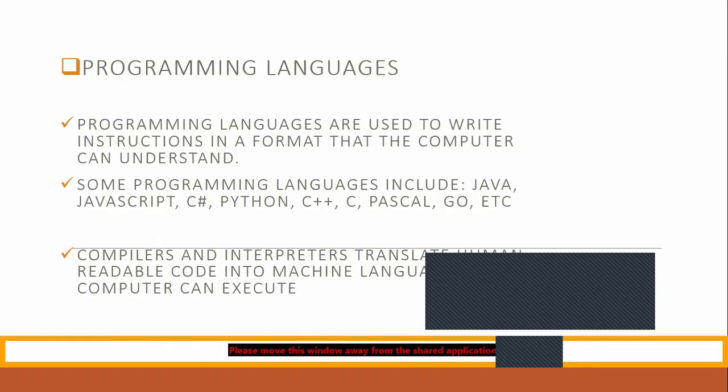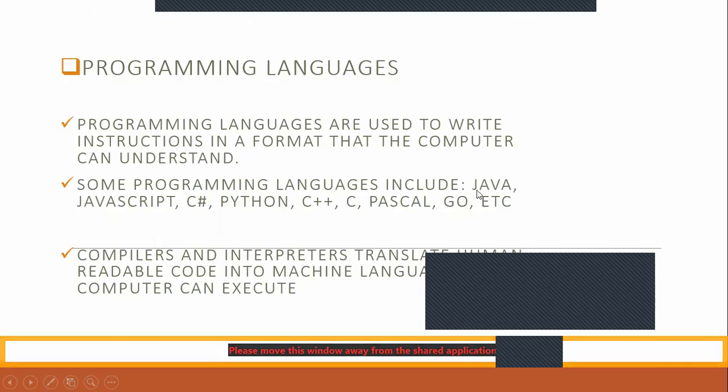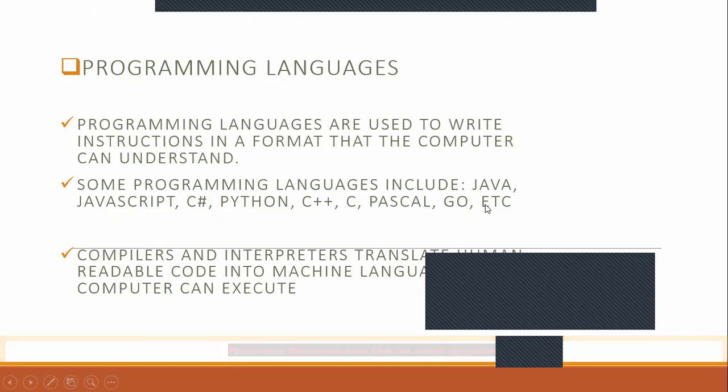Let's move on. So yes, they are used to write instructions in a format that the computer can understand. We've established that already. These are a few examples of programming languages that we have: JavaScript, C#, Python, C++, Pascal, Go, etc.